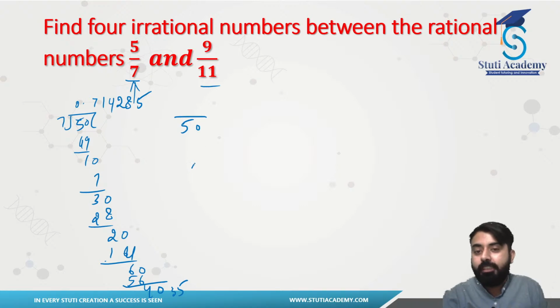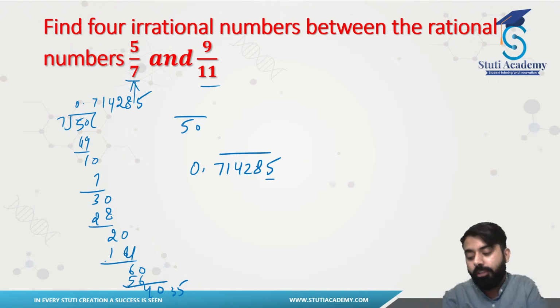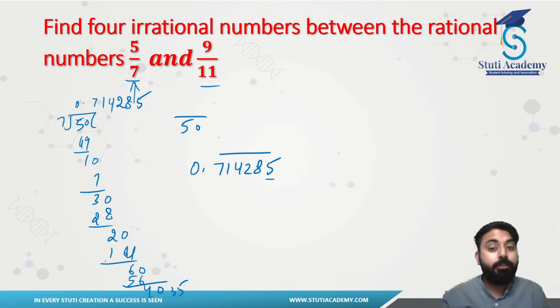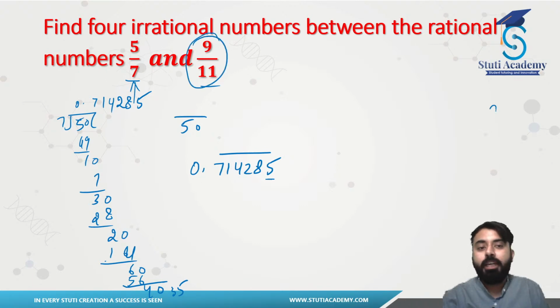It is actually 0.714285. But after this fifth, that means after this 5, your 7 will be here, 1 will be here, 2 will be here, 8 will be here, and again 5 will be here. So you guys see, each of the numbers will be repeating themselves after this sixth position. Now if I just pick this one, I have 9 by 11.